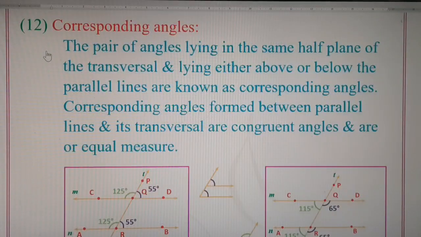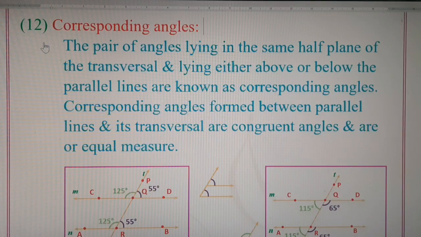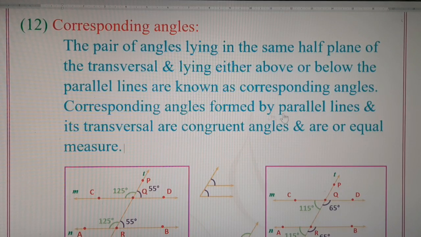Let's go to the next type of pair of angles, number 12, corresponding angles. What are corresponding angles? The pair of angles lying in the same half plane of the transversal and lying either above or below the parallel lines are known as corresponding angles. The corresponding angles formed between parallel lines and its transversal are congruent angles and are of equal measure.